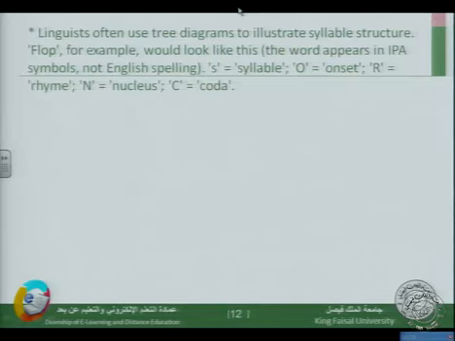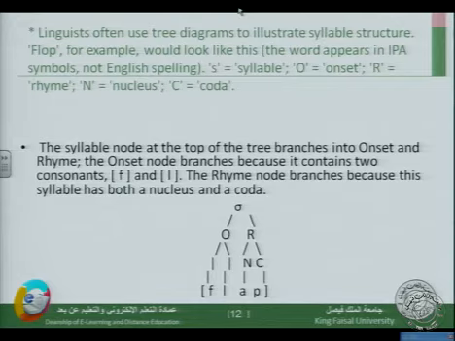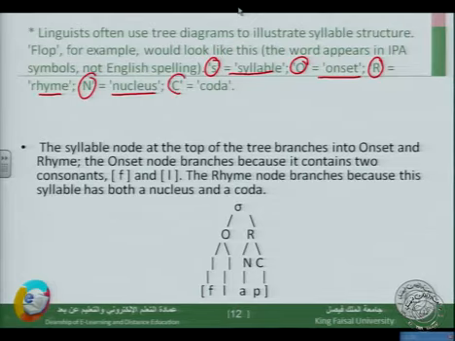Flop, for example, would look like this. The word appears in IPA symbols, not English spelling, okay? The S is an abbreviation, by the way, for the word syllable. O is an abbreviation for onset. R is an abbreviation for rhyme, N is an abbreviation for nucleus, and C is an abbreviation for coda.